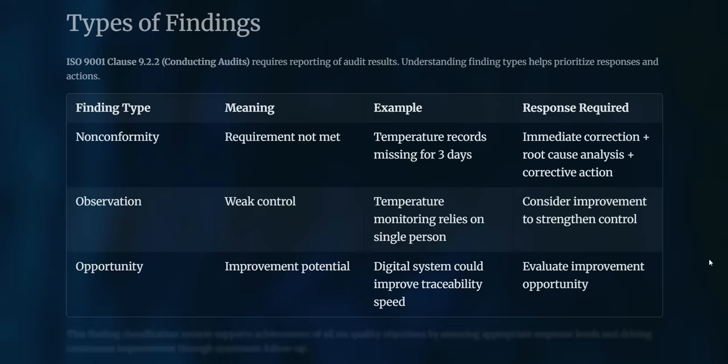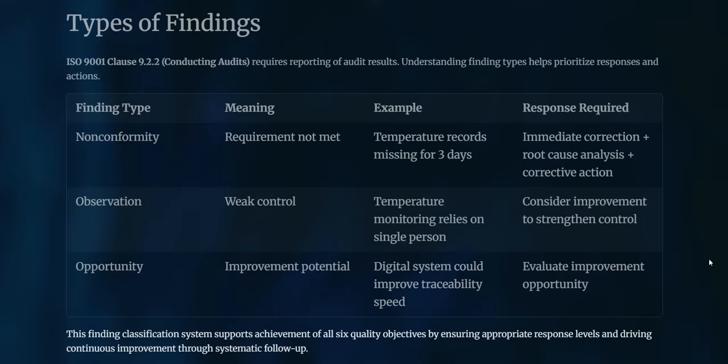The second type of finding is observation. Observation means there are weak controls in place. An example of observation in our case study is that temperature monitoring relies on a single person. The response required for such weak controls is to consider improvement in order to strengthen the control and diversify.